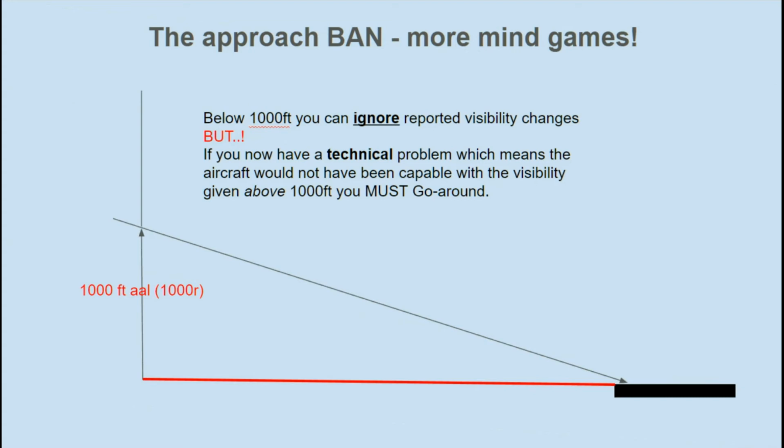Above 1,000 feet, you must take account of visibility given to you from whatever source, the tower, ATIS, whatever it is. And if the visibility is below your limits, then you cannot continue below 1,000 feet. However, once you get below 1,000 feet, you can ignore any visibility information that you're given and just carry on with the approach, which is great because it takes a lot of the thinking away from you.